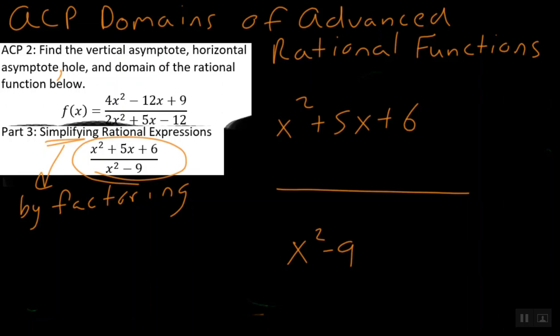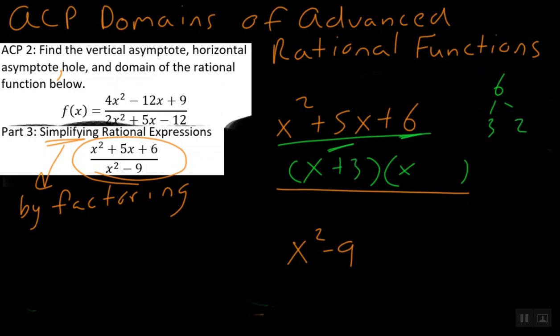Well, how in the world do you factor x squared plus 5x plus 6? Y'all know this. We're looking for two numbers that multiply to be 6 and add up to be 5. And hopefully you're thinking 3 and 2. So I can put plus 3 and plus 2, because 3 times 2 is 6, and 3 plus 2 is 5.